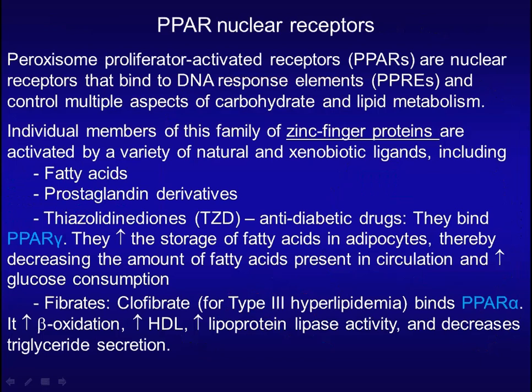PPARs are nuclear receptors. They are specific transcription factors, members of the zinc finger protein family. Their natural ligands are fatty acids. Thiazolidinediones are anti-diabetic drugs. They bind PPAR gamma. They increase storage of fatty acids in adipocytes, decrease the amount of fatty acids in circulation, and therefore increase glucose consumption.